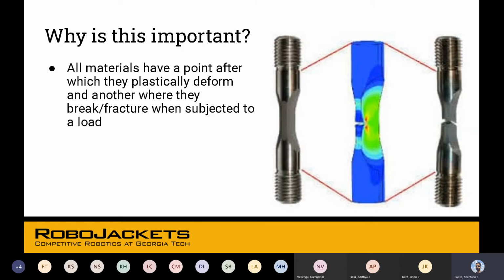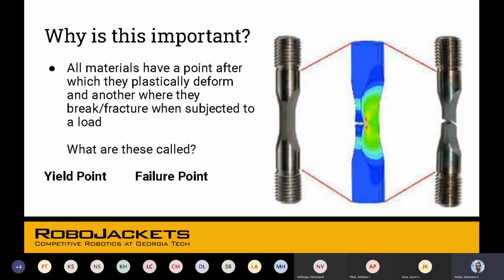Okay, why is this important? Because all materials have a point after which they sort of break. The yield point and the failure point. I kind of explained these. Right.